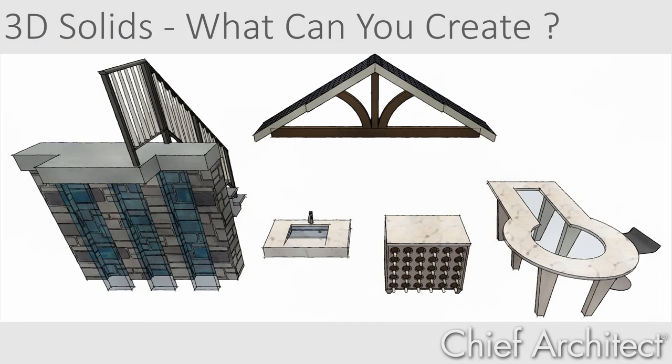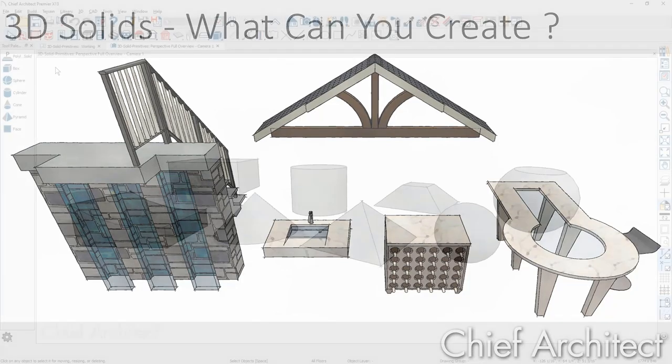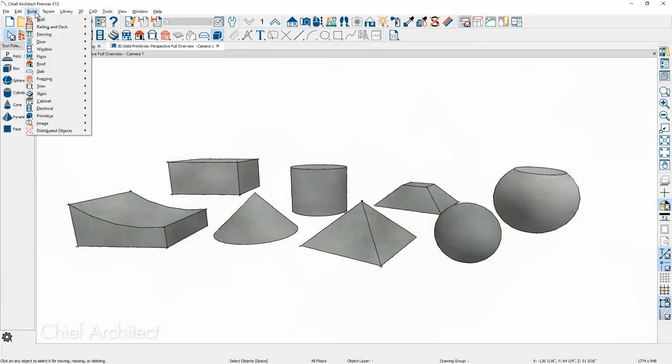Why use a 3D solid in Chief Architect? Typically, you might use them to create custom objects the program won't allow you to create automatically. Items like you see here: an integrated sink, wine cabinet, custom countertop, shaped gable posts, and more. Let's begin by looking at Chief Architect's primitive 3D solid tools.